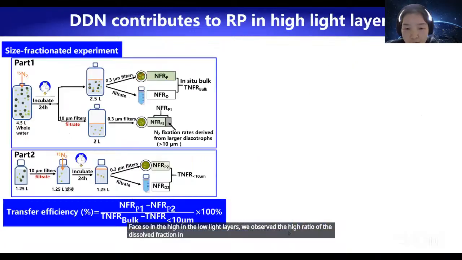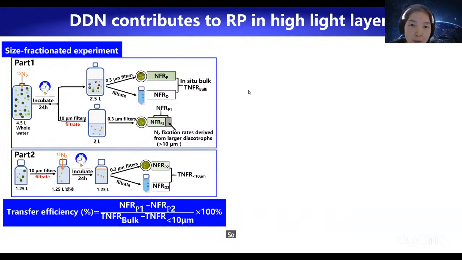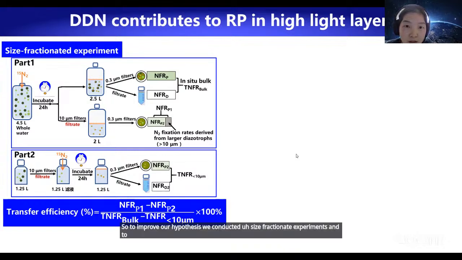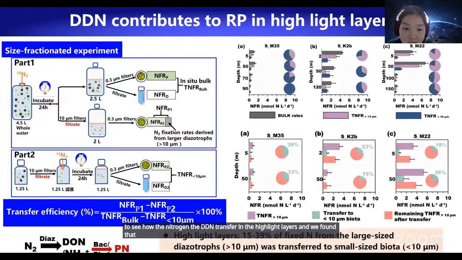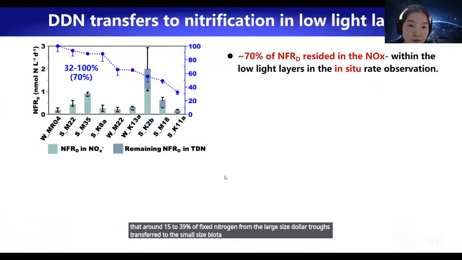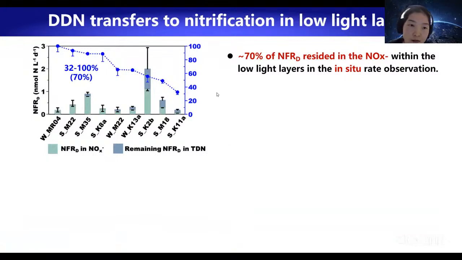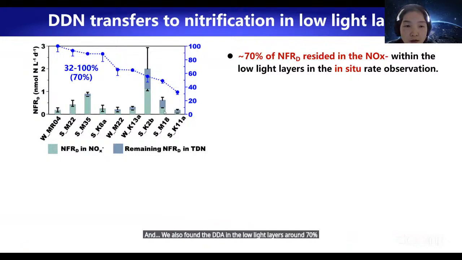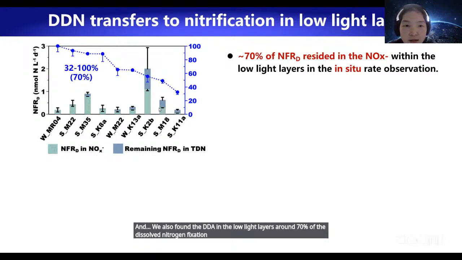So to test our hypothesis, we conducted size fractionation experiments to see how the DDN transfers in the highlight layers, and we found that around 15 to 39% of fixed nitrogen from the large size diazotrophs transferred to the small size biota. We also found that in the low light layers, around 70% of the dissolved nitrogen fixation rates resided in the nitrate.